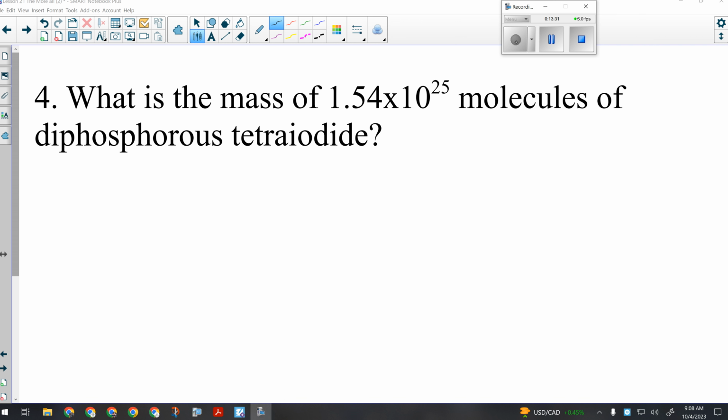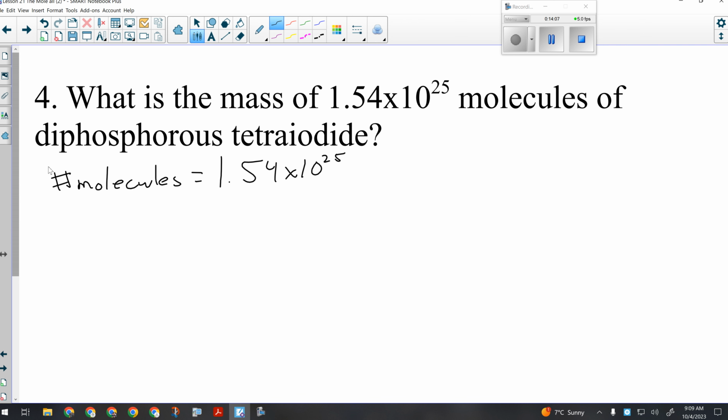We write out our givens. Our givens are the number of molecules, 1.54 times 10 to the 25. Does that mean I have more than a mole? Yes, significantly more than a mole. A mole is 6.02 times 10 to the 23. This is times 10 to the 25, that's 2 factors of 10 larger. So that's a lot.